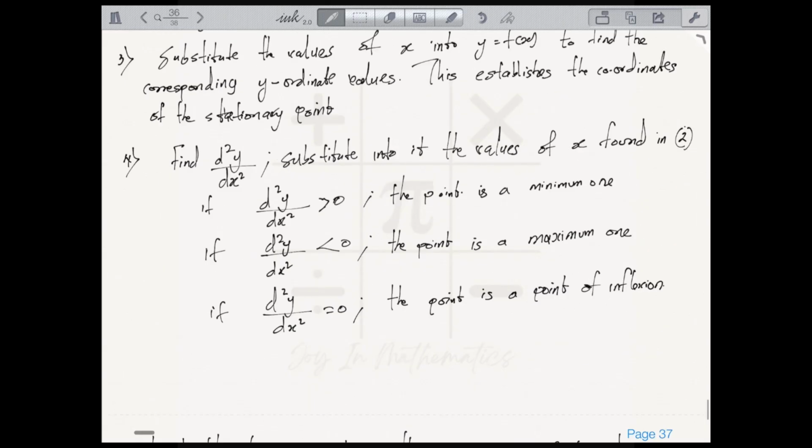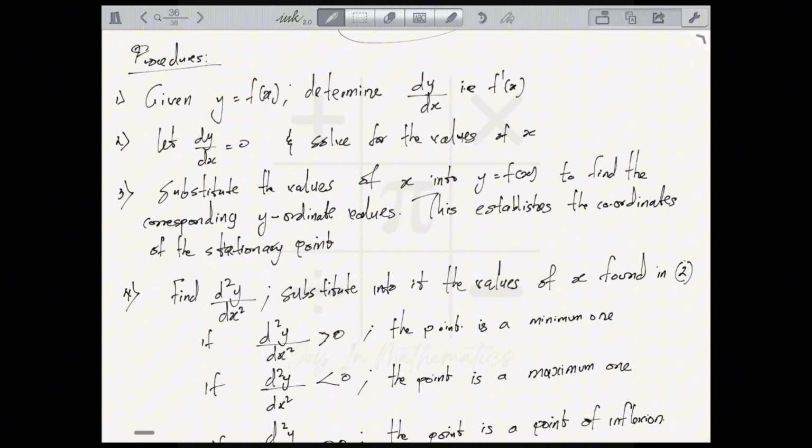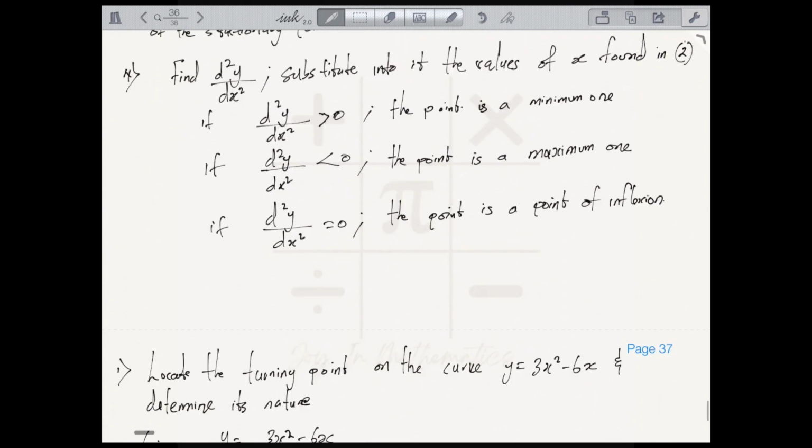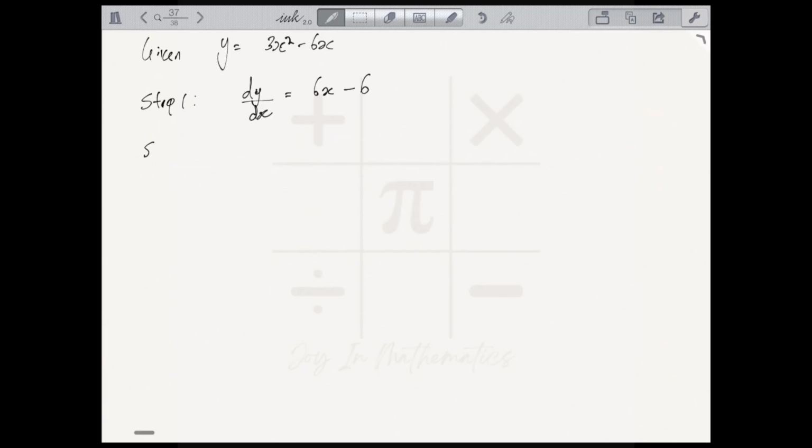Okay, now in step 2, it says we should let dy/dx be equal to 0 and solve for the values of x. So in step 2, we set dy/dx to be equal to 0, and dy/dx is 6x minus 6, which equals 0, and from here we evaluate the value of x. So 6x equals 6, and x equals 6 over 6, which equals 1.